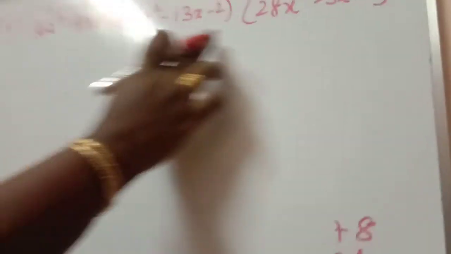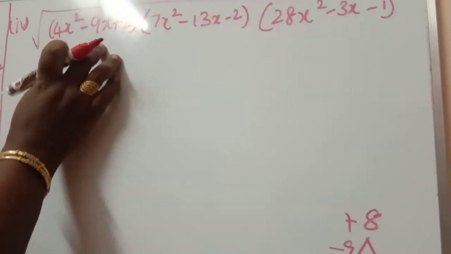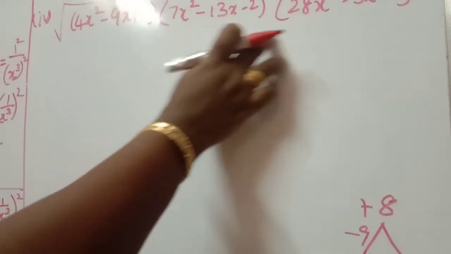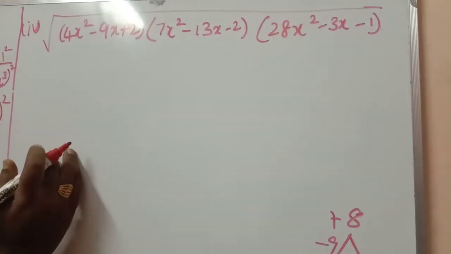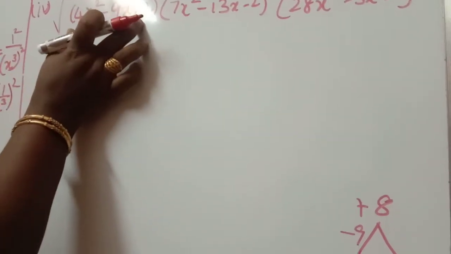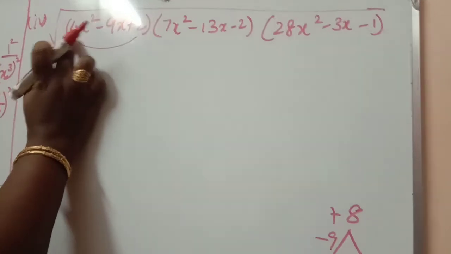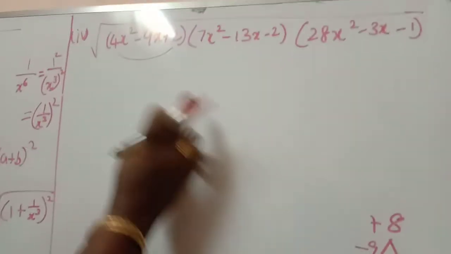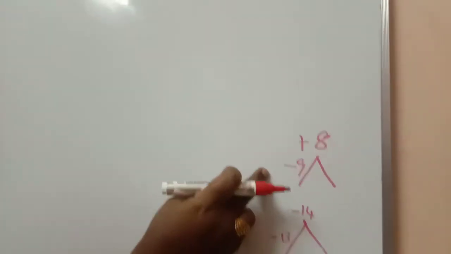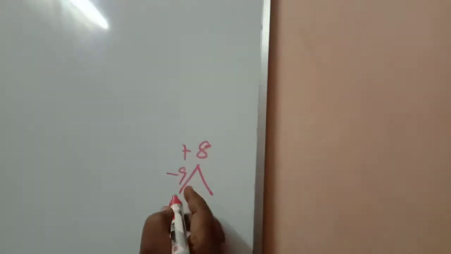Okay. Next, product of 3 terms are given. So we cannot use the identity here. So we are going to factorize. So how to factorize? See the first term, 4x square minus 9x plus 2. Multiply these two, coefficient of x square and constant, we will get plus 8. We want minus 9. So if you multiply, we have to get plus 8. If you add, we have to get minus 9.